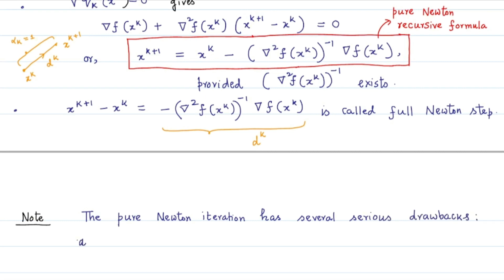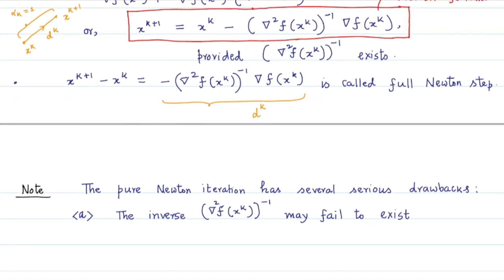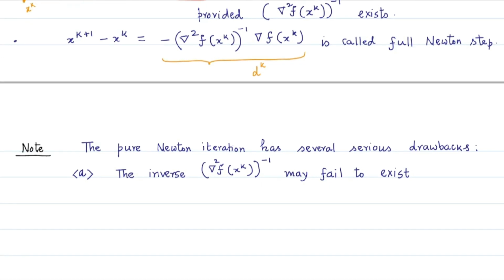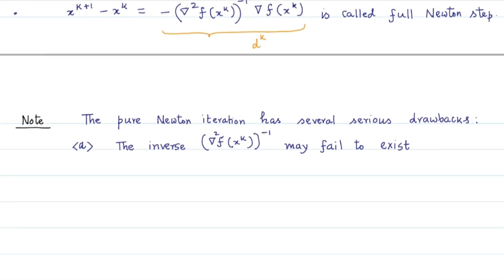The first is that the inverse of the Hessian at the current iterative point xk may fail to exist. And then in this case the method breaks down, and this will typically happen when, for example, in the regions where the objective function f is linear. And towards the end of this lecture, we will go through the derivation of the Levenberg-Marquardt modification, in which we shall see how to alleviate this drawback of the pure Newton method.